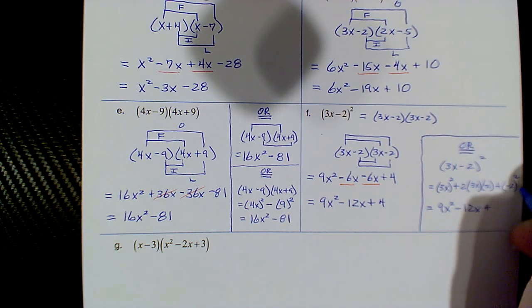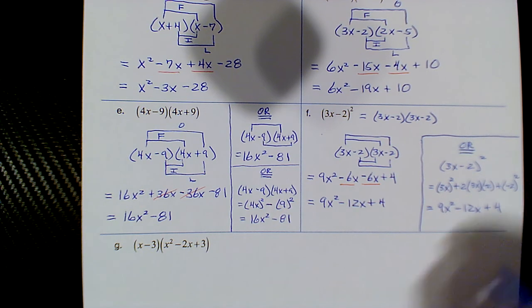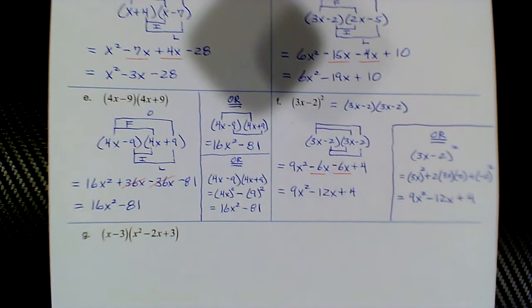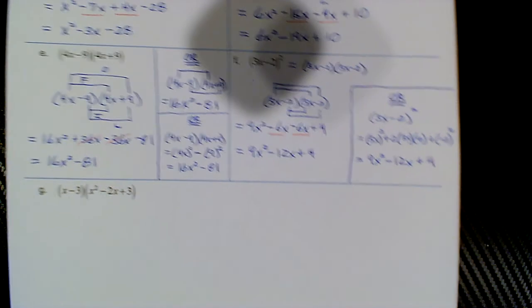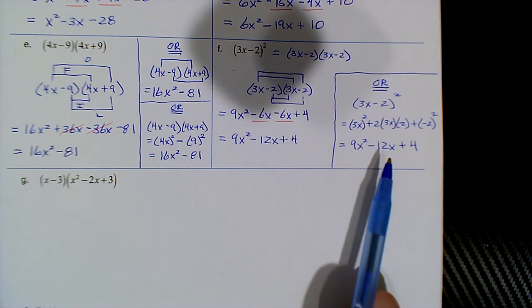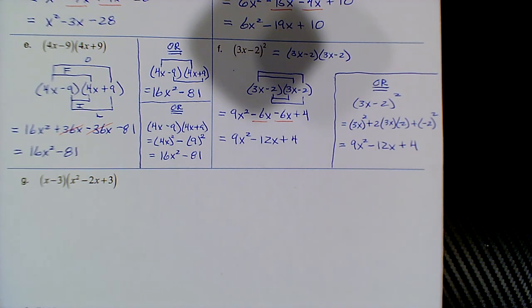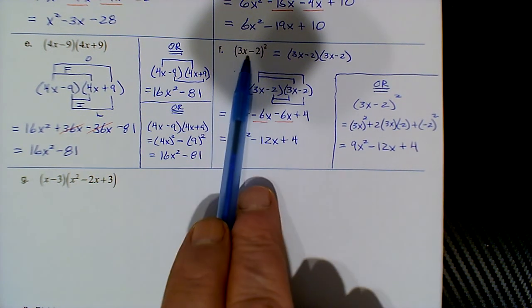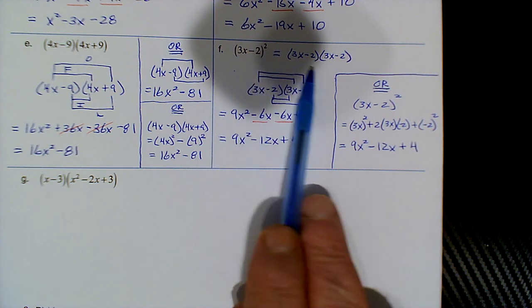Okay, so again, it's your choice. I think many students are a little bit intimidated by the shortcut formula. So my suggestion, if you're good at foiling, which pretty much you have to be, just rewrite it as, once you see it as a binomial squared, rewrite it as that binomial times itself and go through the FOIL method.